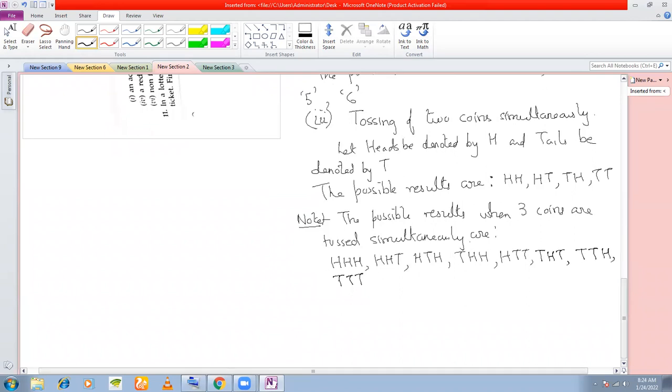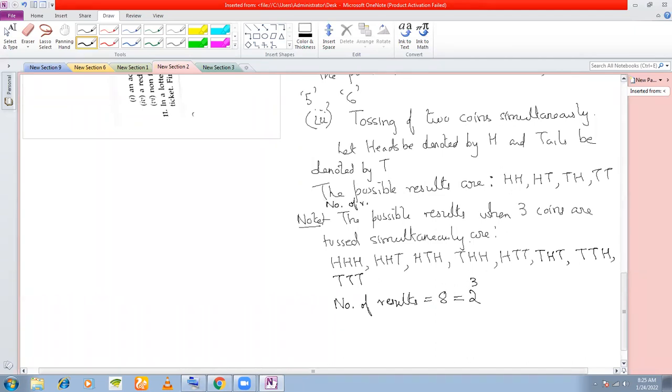So what do you see? How many outcomes have I got? Number of results or outcomes? 8, sir. How am I getting this 8 here? See, in each coin, you have two results, right? Head or tail. And how many coins am I tossing? 3 coins. This is equal to 2 cube. Understood?